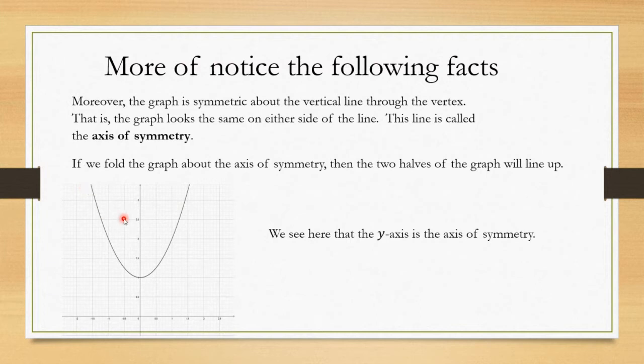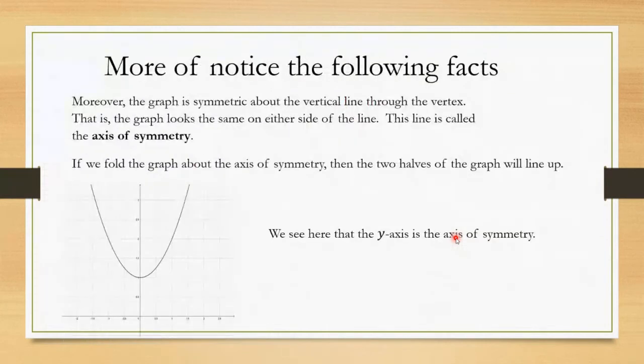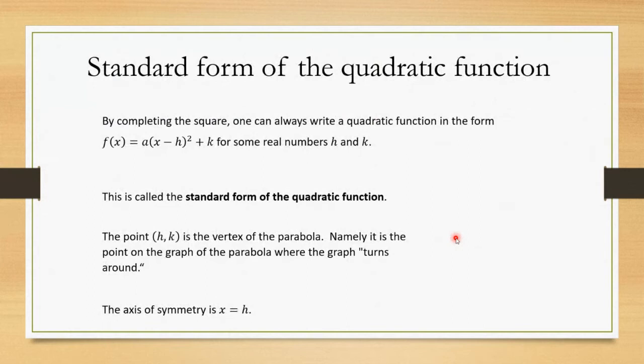And this is actually y equals x squared plus 1. Here it turns out the y-axis, which is x equals 0, that vertical line, that's actually the axis of symmetry here. And if you go back to the other graph, same thing. It's always a vertical line through the vertex. Okay? It's always that vertical line.